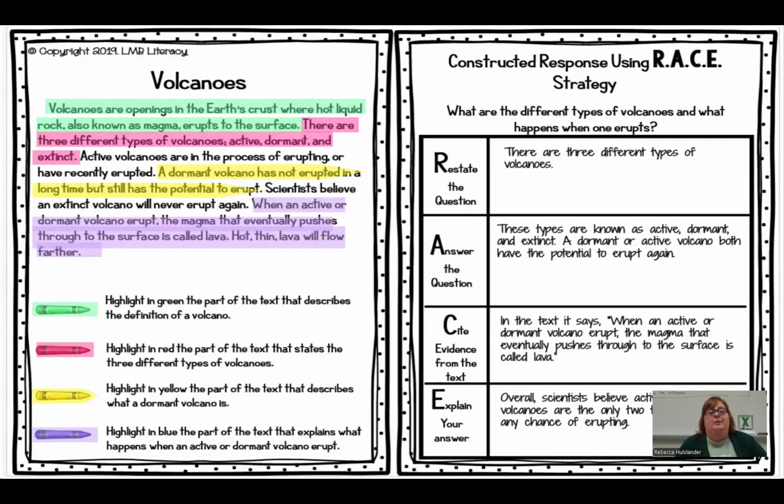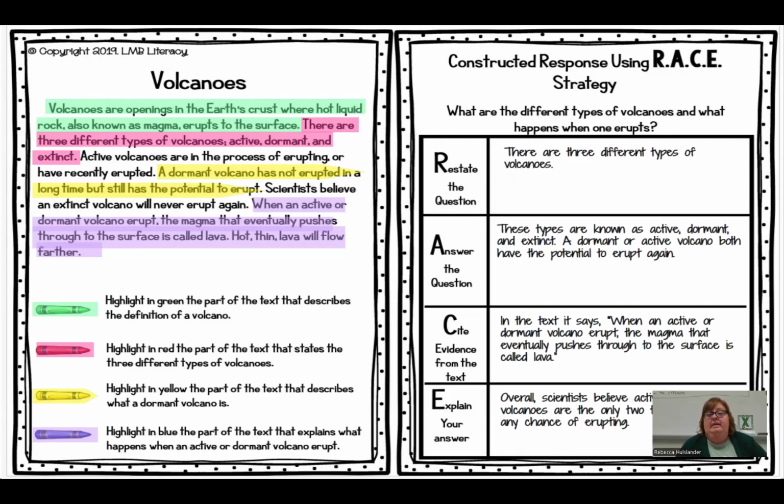Now, I went ahead and pulled the last progress monitoring example that I know many of you did, and it was a writing on volcanoes. So when I found this slide, I kind of smiled and laughed. So the question is, what are the different types of volcanoes and what happens when one erupts? So, what are the different kinds of volcanoes? So restate the question. There are how many different types of volcanoes? There are 3 different kinds of volcanoes.